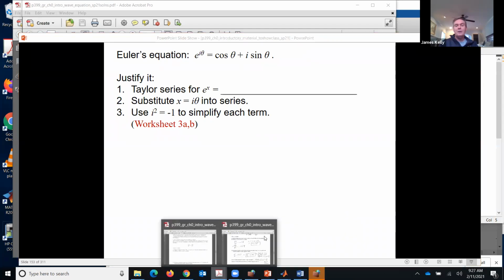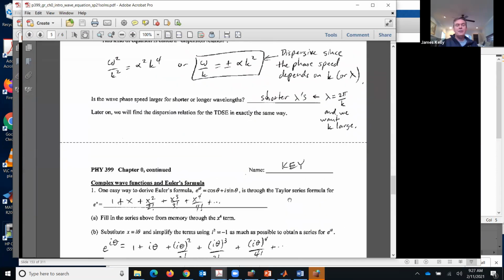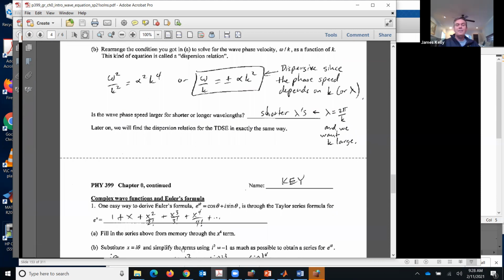So let's go back to our worksheet here and go on to the next one. Here's what Alvis just told me. e to the x is 1 plus x plus x squared over 2 factorial, and so on. I did it up to x to the 4th over 4 factorial. And then everywhere there's an x, I'm going to substitute x equals i theta. So I get an expression for not e to the x, but e to the i theta.